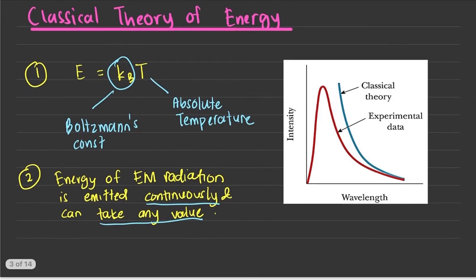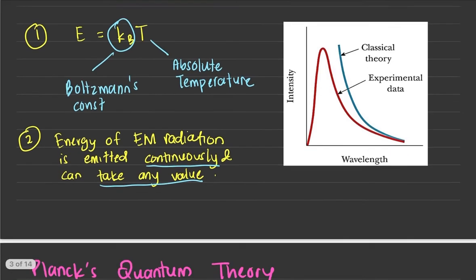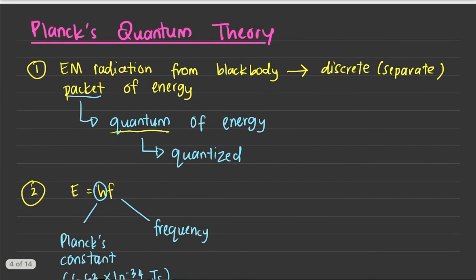So from this, Max Planck proposed his theory that fit with the experimental curve at all wavelengths, known as Planck's quantum theory. Planck's quantum theory has two statements. The first one is the EM radiation from a black body was emitted in discrete or separate packets of energy. Each packet is called a quantum of energy. This means that the energy of EM radiation is quantized. So not all values of energy are possible.